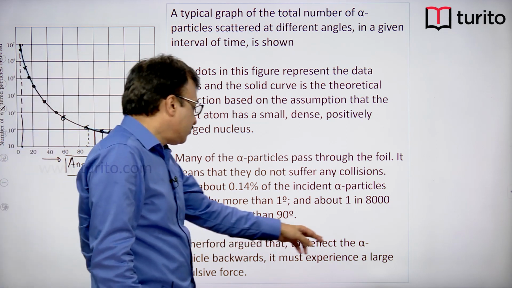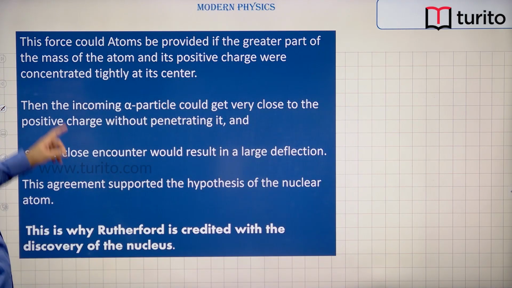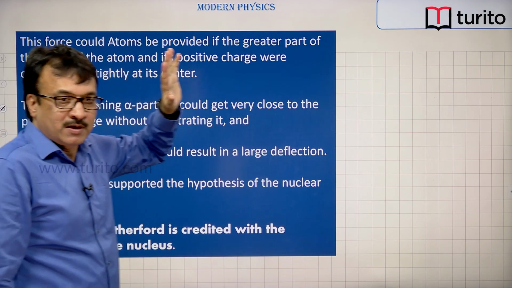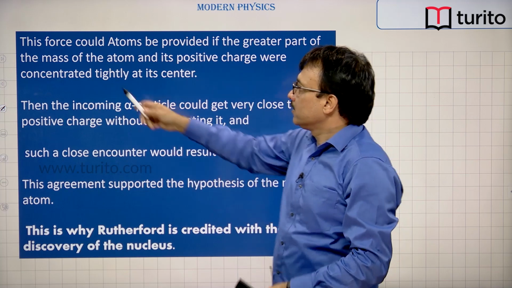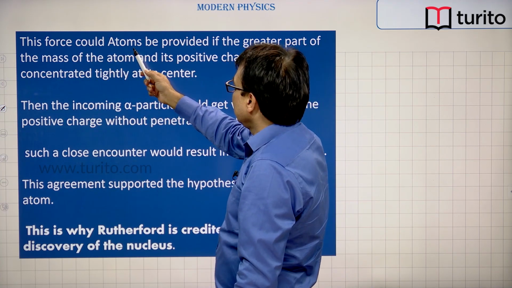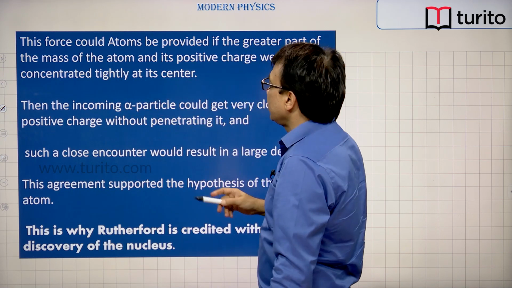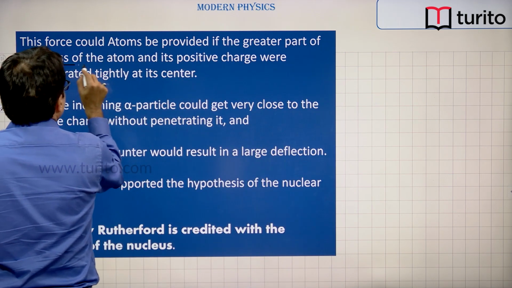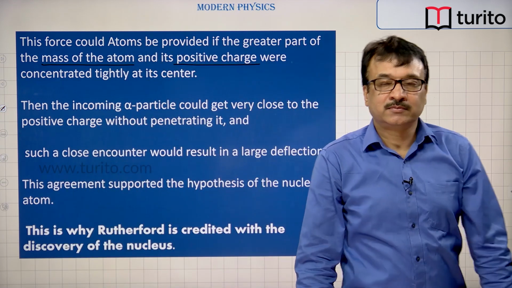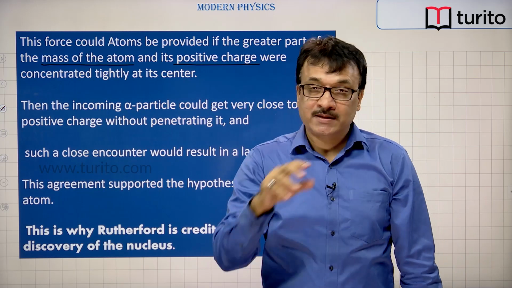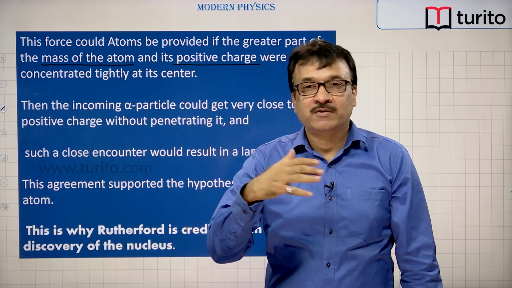So, Rutherford argued that to deflect the alpha particle backwards, it must experience a large repulsive force. We have moved on to the next page, but the argument of Rutherford continues. This force could be provided if the greater part of the mass of the atom and its positive charge, two things, the mass of the atom and positive charge, were concentrated tightly at the center. The mass must also be concentrated at the center, because only in that case will the mass of the atom be comparable with the mass of the alpha particle.